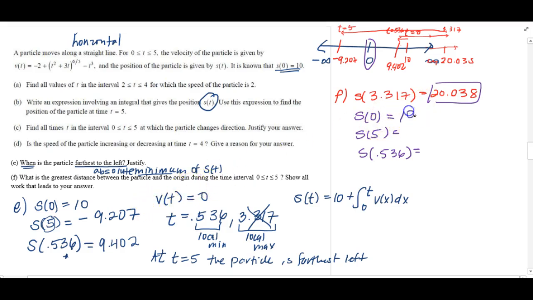So just to show you the work that would have been involved is you would have had to write all this out. 9.402. So this is that show all work that leads to your answer. So it is, again, checking, well, where is this thing at all those important moments in time, the endpoints and those critical points where I change directions. And then once I figure out all those locations, well, what's the farthest location from the origin being 0. So if I'm all the way at 20.038, I'm 20 units away, so that's the farthest I am.